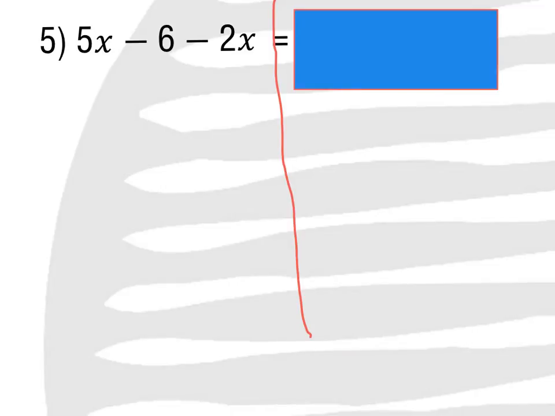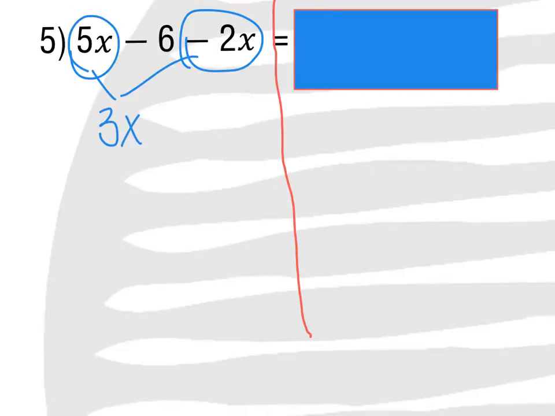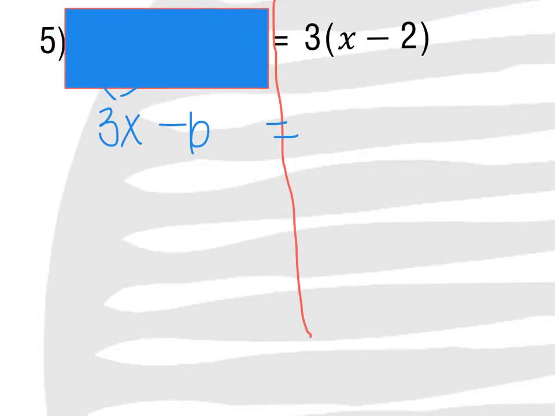And notice I have 5x and minus 2x, and these are like terms. So 5x minus 2x is going to give me 3x. Minus 6, because I can't do anything with that 6, equals, then I'm going to move my box and look at just the right side. Oh, over here I need to distribute because I have parentheses.